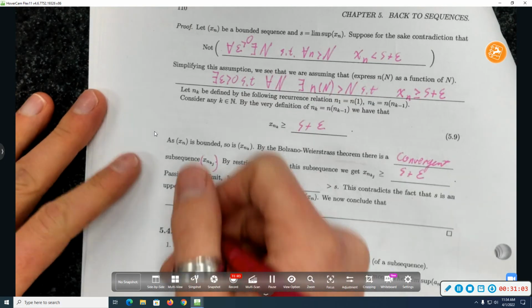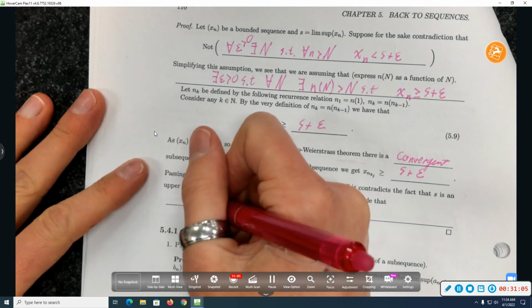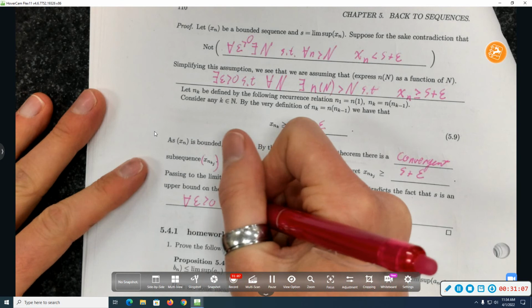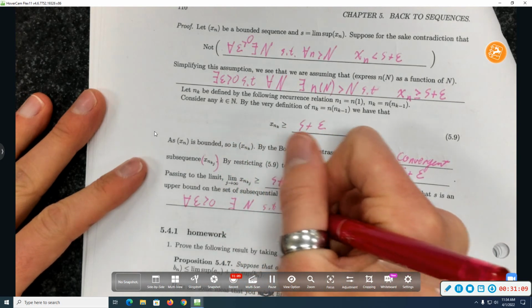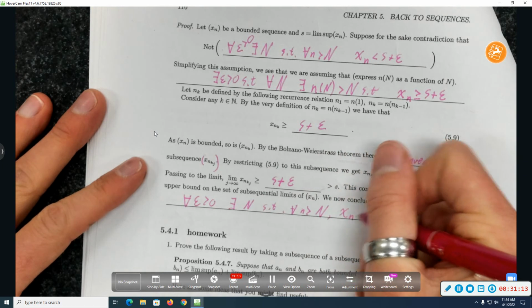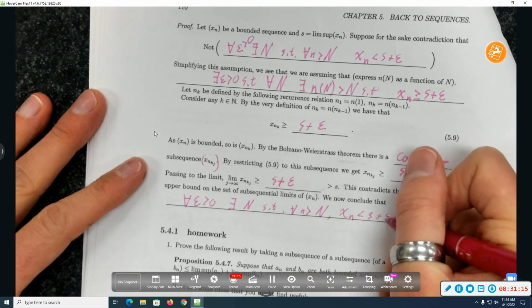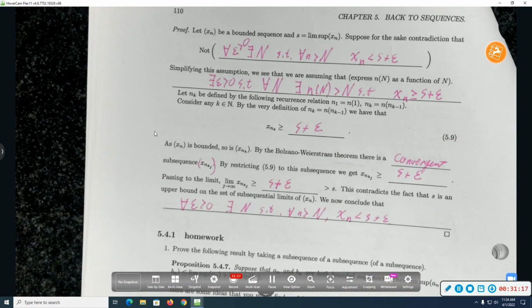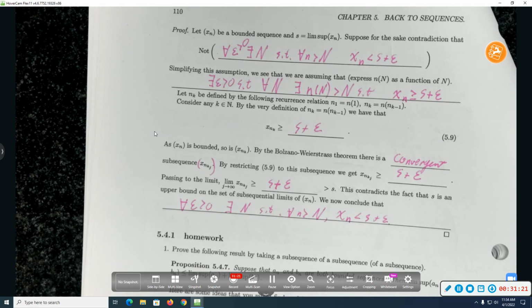So it follows then that for all epsilon bigger than 0, there exists a capital N such that for all little n bigger than capital N, x sub n is less than s plus epsilon. How'd that proof feel? That was kind of fun. Good.